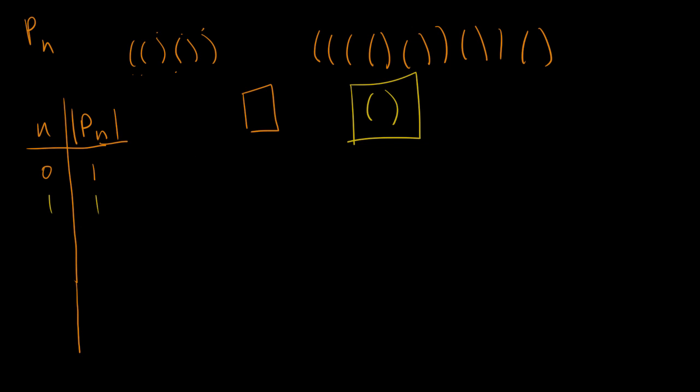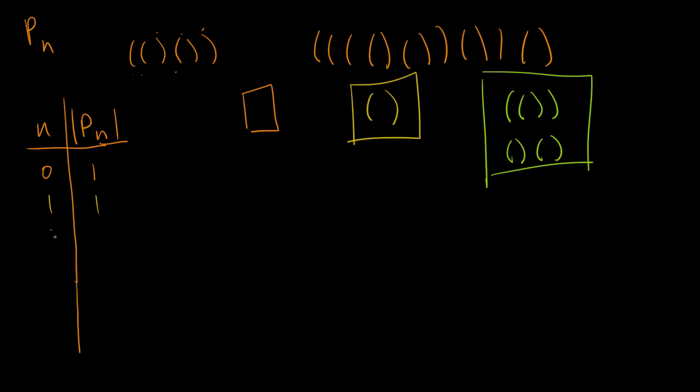Okay, next, let's go to another color. When you have 2 open and 2 closed parentheses, you can do open, open, close, close, and you can do open, close, open, close. That's it. Those are the only 2 ways of doing it. So this still looks pretty boring so far. Let's see what is going on with 3.